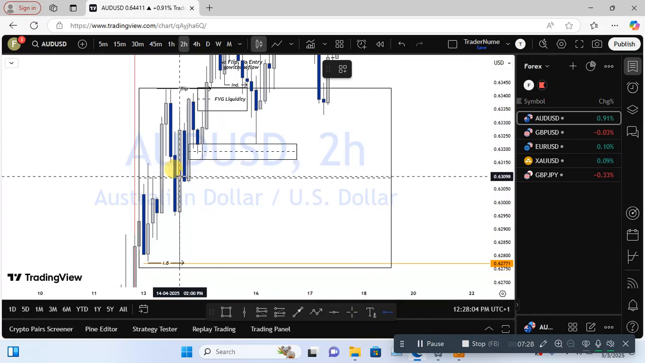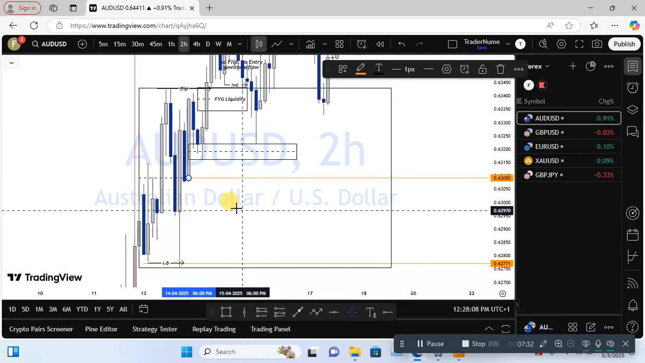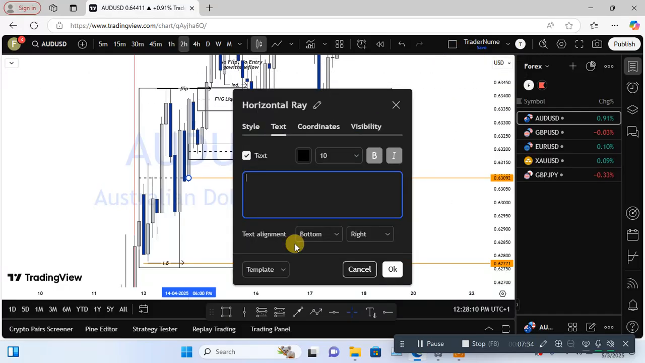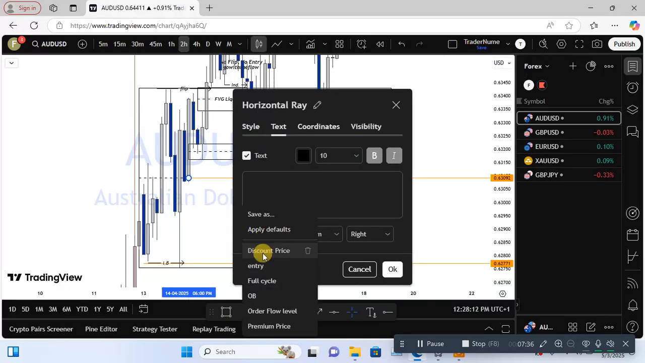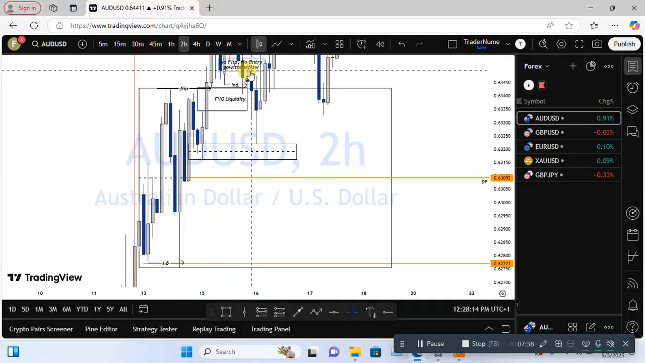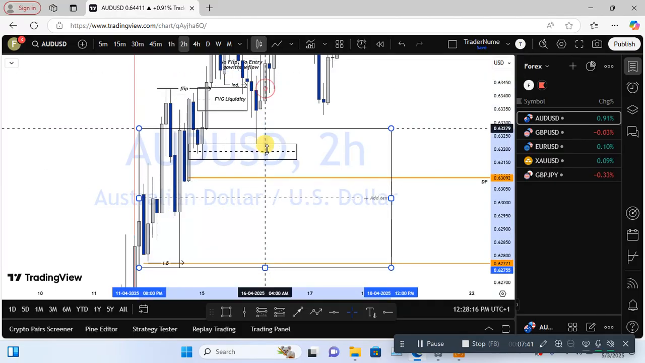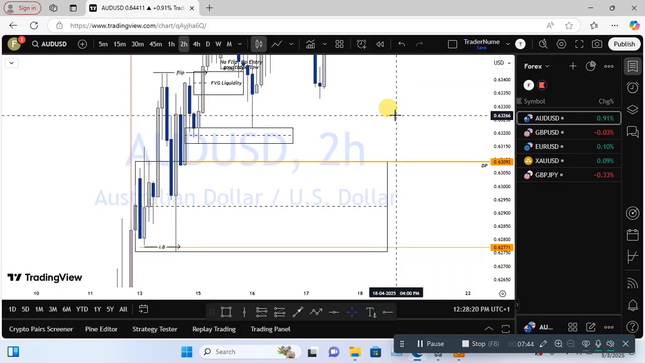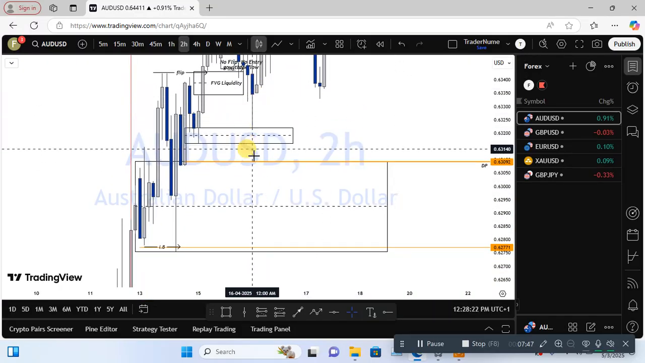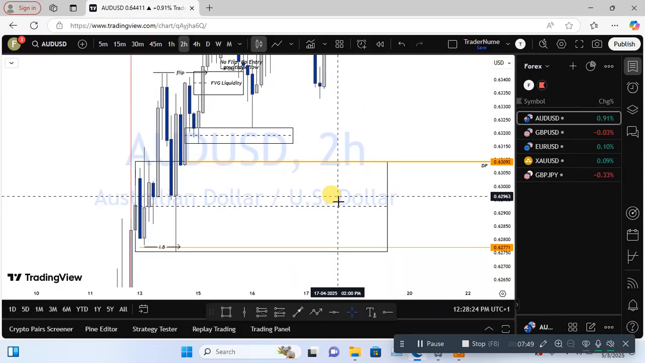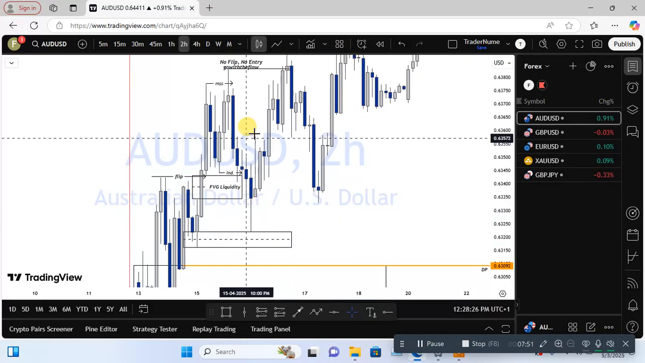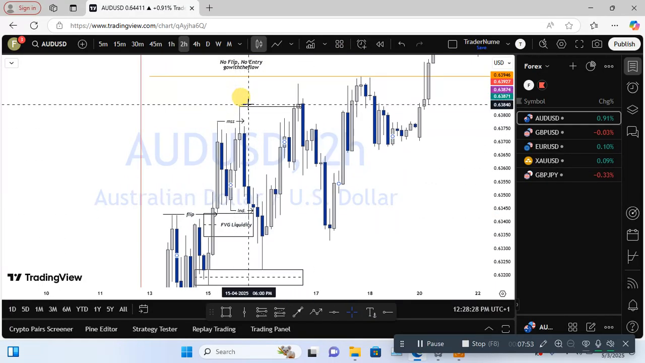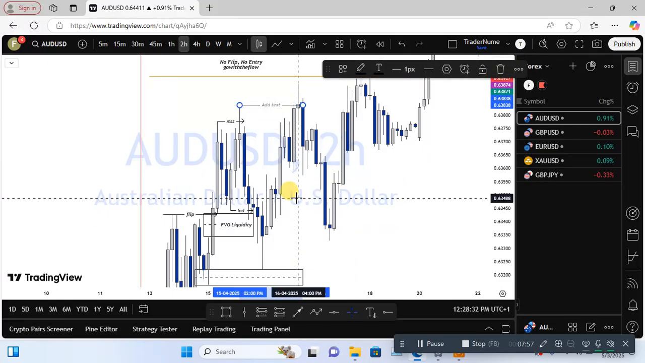So at this level, I'm expecting price to come to this level, right? I'll mark it out as a discount level, discount price, and let's just adjust. So we're expecting price to at least come down a little bit here, give us a reaction, then we buy to this high here. But this is what price did.